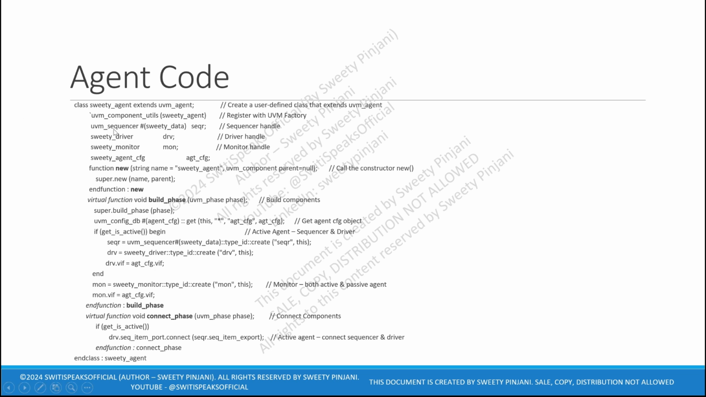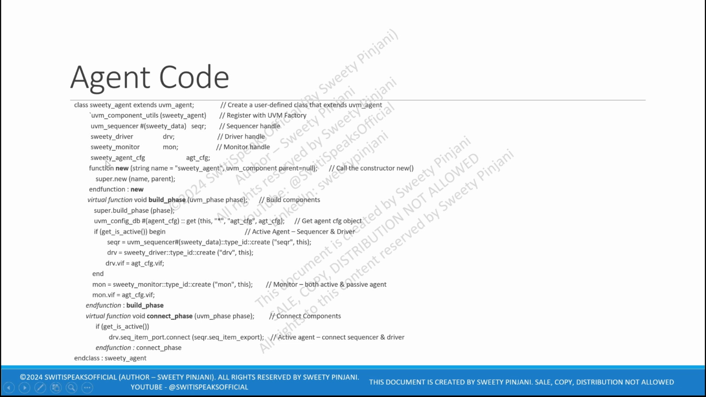Your sequencer is parameterized by data. This is Sweetie data and this is your sequencer handle. Then Sweetie driver is your driver class and you are creating a handle of your driver class. Sweetie monitor is your monitor class, creating a handle of Sweetie monitor. In case you need to do certain configuration for your agent, you will also need the agent configuration object.